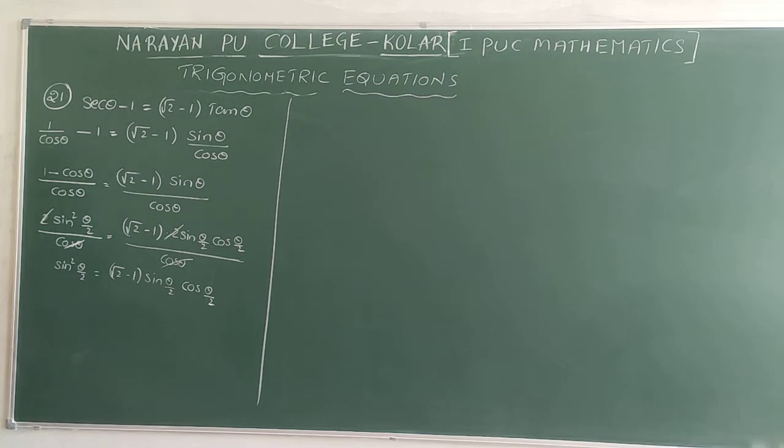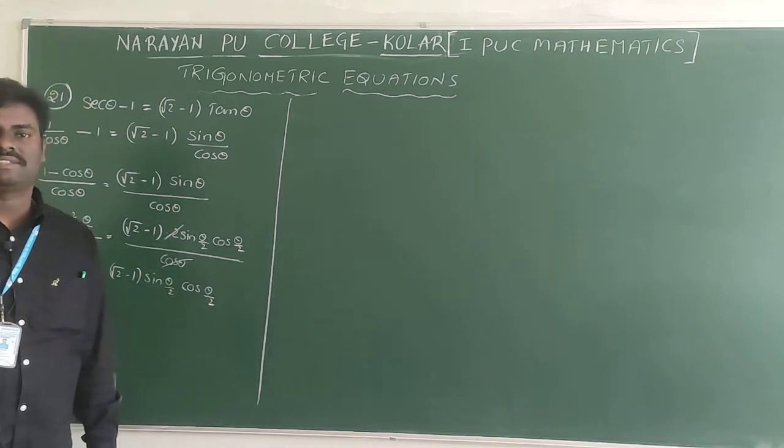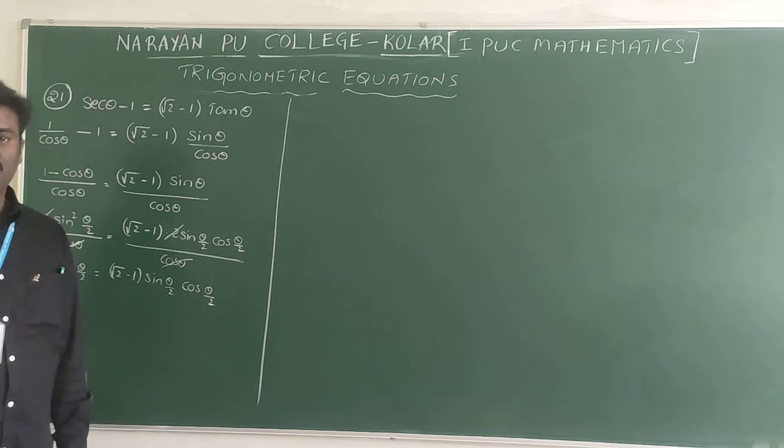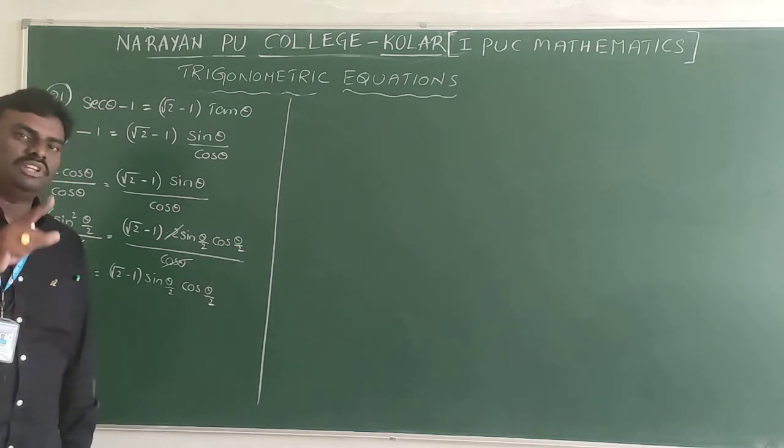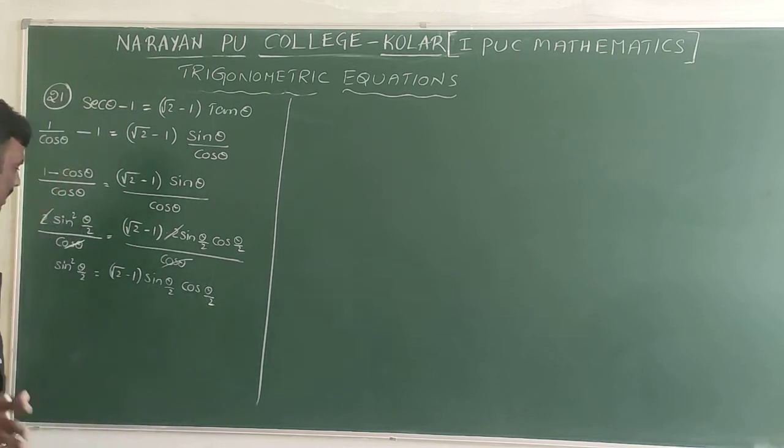If you cancel sin, you will lose one general solution. First, how many possibilities are there? You write all the possibilities. Among those possibilities, one option is given in the question. That option you need to check, directly or by knowing sin cancel. If you cancel sin, you will get only one general solution.